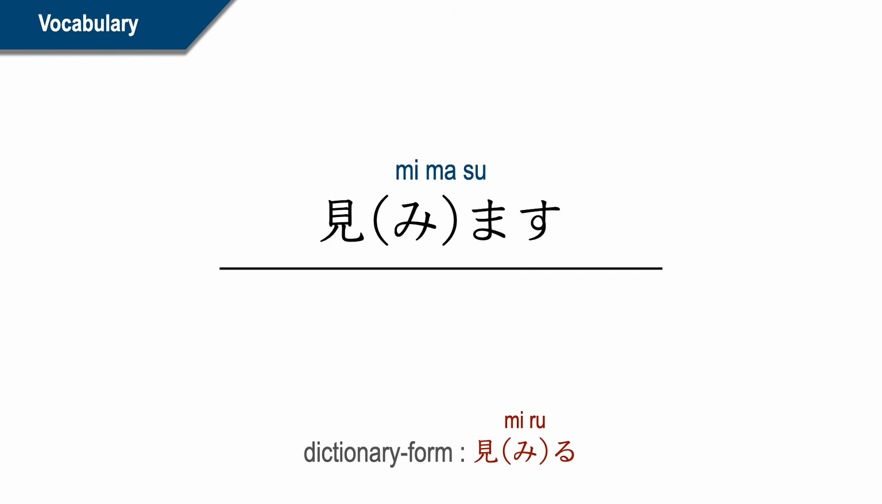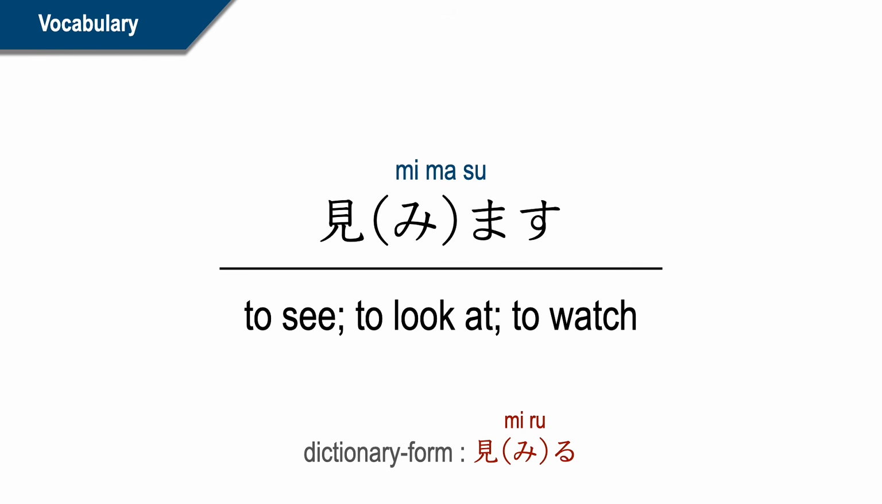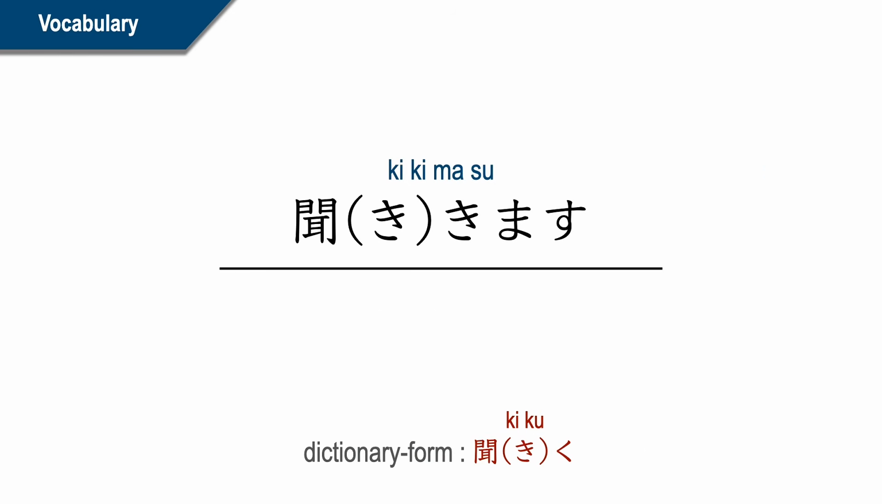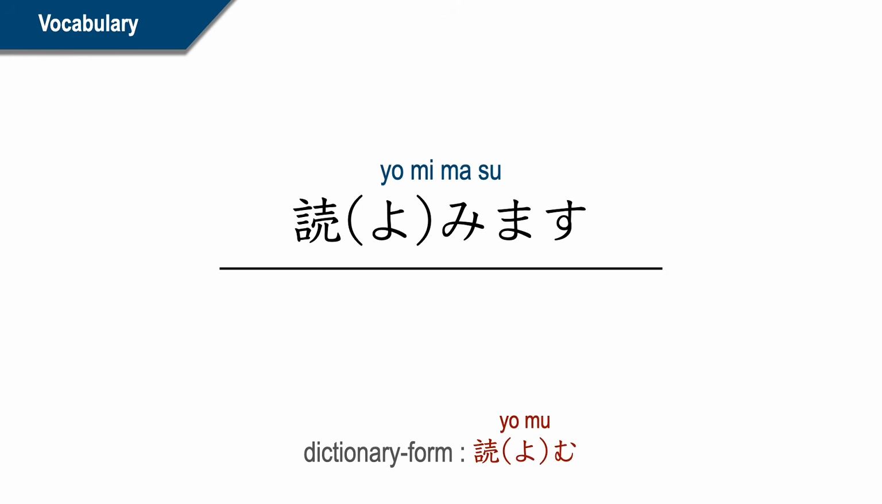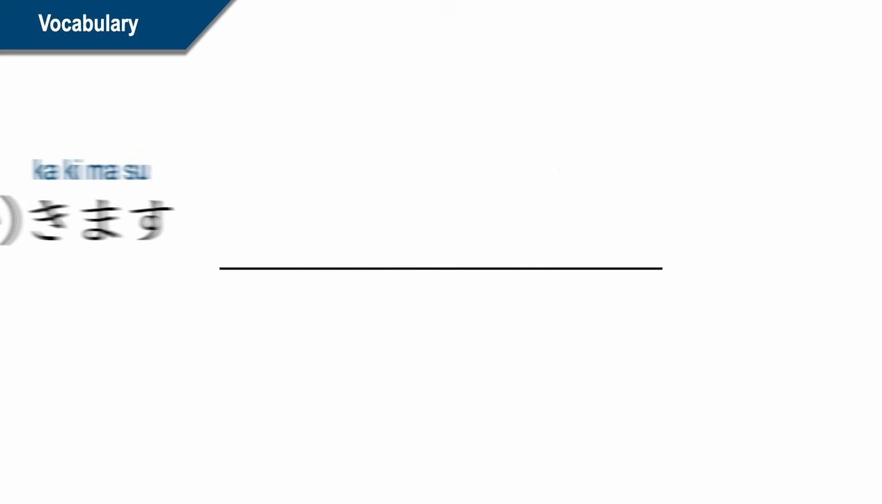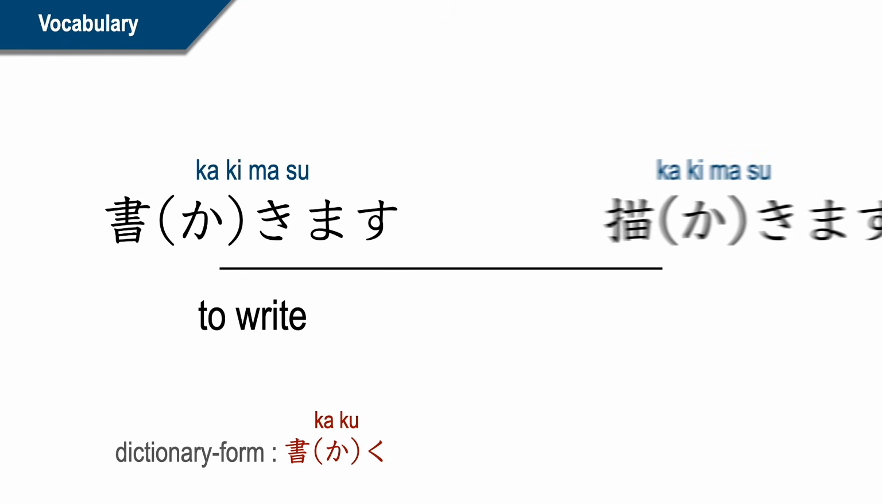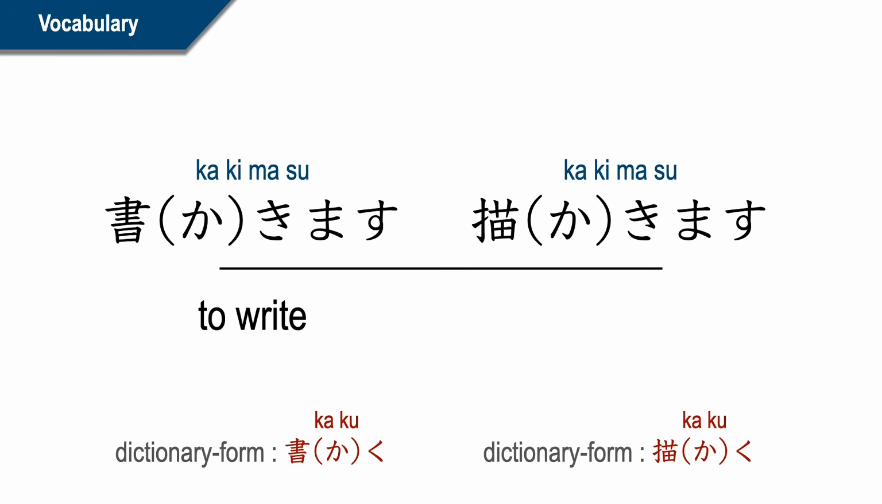見ます。to see, to look at, or to watch. 聞きます。to hear or to listen. 読みます。to read. 書きます。to write. If it's written with this kanji, it means to draw or to paint.